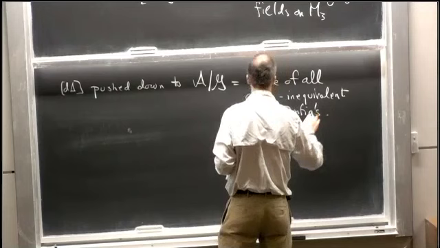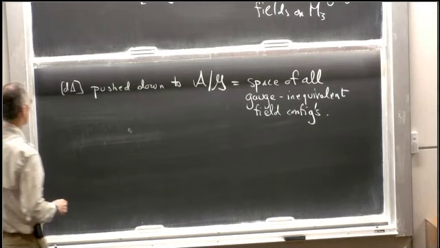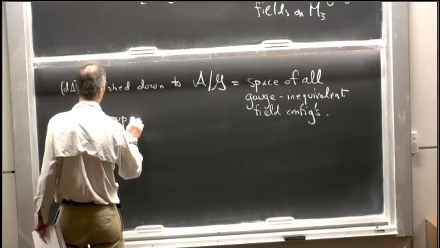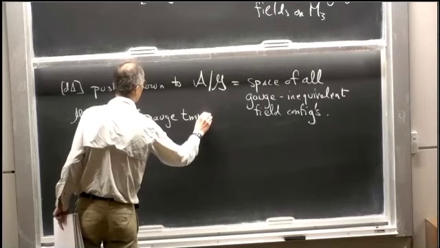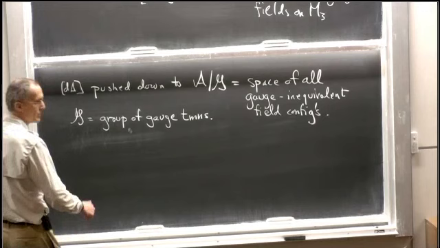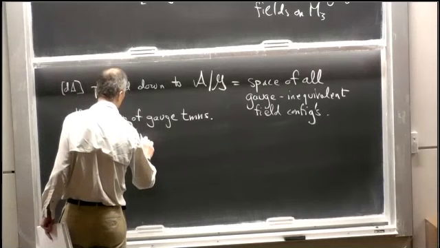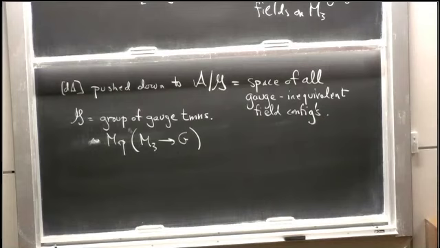All right, so Latin G is the gauge group. Curly G is the group of gauge transformations. Don't confuse the gauge group, which is typically a finite dimensional compact Lie group, with the group of all gauge transformations, which is an infinite dimensional Banach group. So this is, for example, if my principal bundle is trivial, just the space of maps from M3 into G.